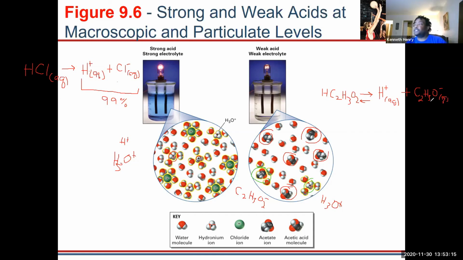Okay, so this is a weak acid, right? A weak acid, and let's talk about major and minor. This is major.